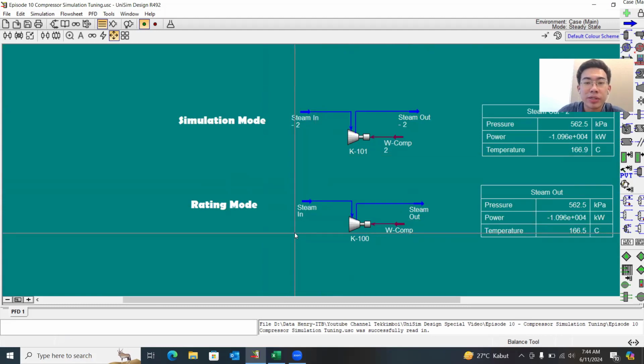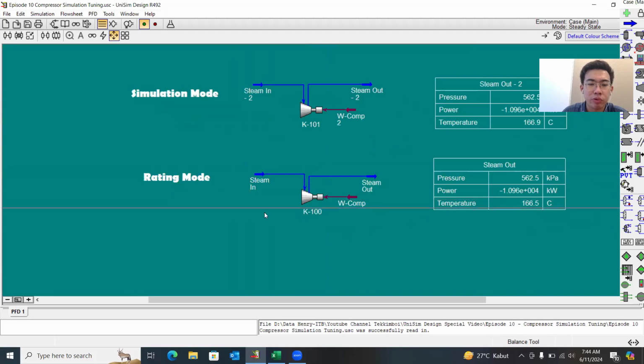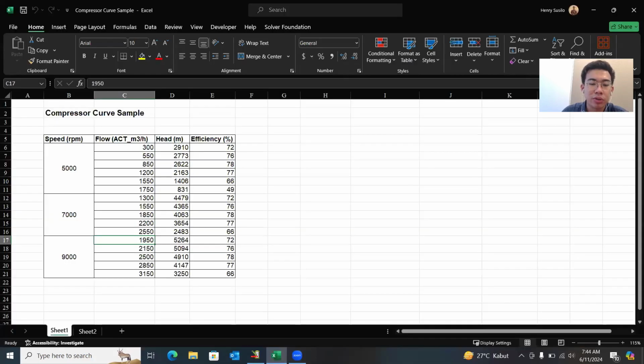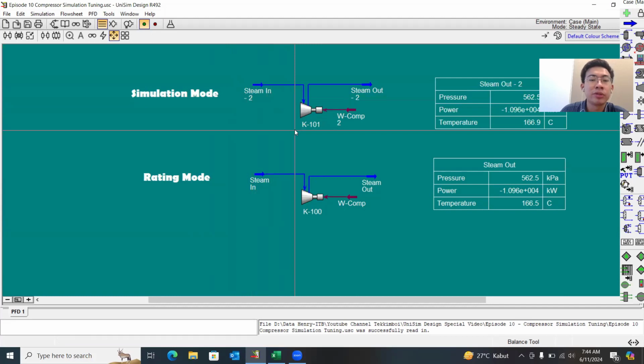I have explained these two modes previously, but as a review, simulation mode is where we only specify the pressure ratio or the pressure of the outlet stream, while in rating mode we need to supply the compressor curve. So we have the dependencies between the flow coming into the compressor and the head delivered by the compressor, and also the efficiency of the compressor. In a simple way, simulation mode is simpler than the rating mode. So now in this video I will be focusing on the tuning of the compressor.